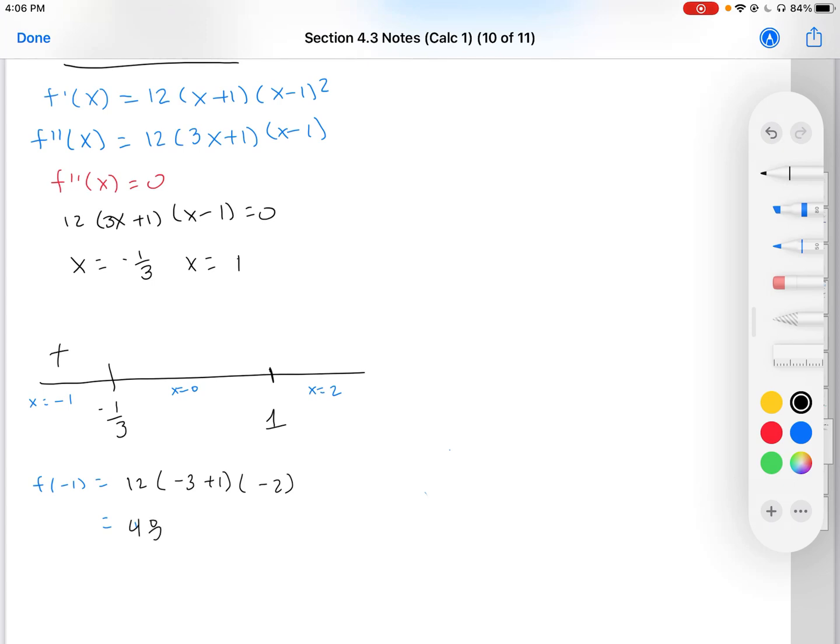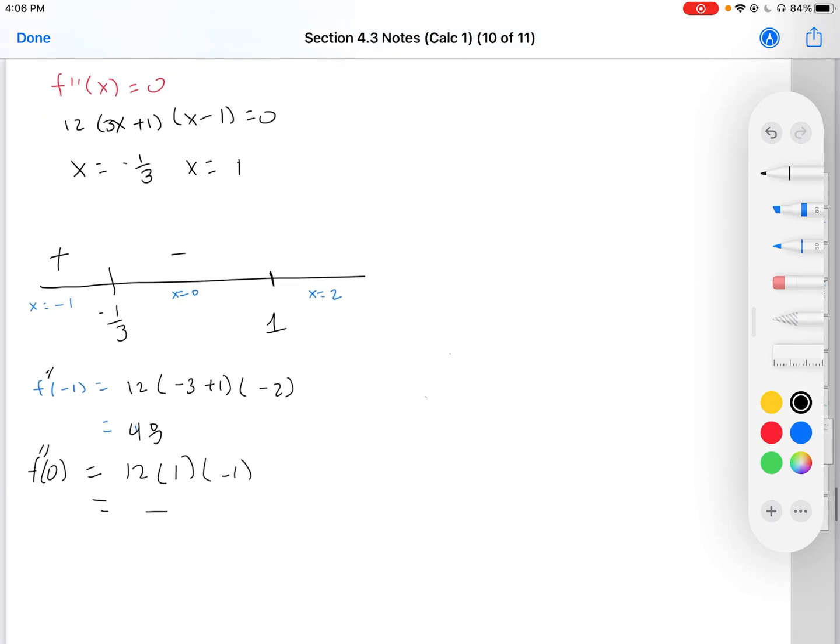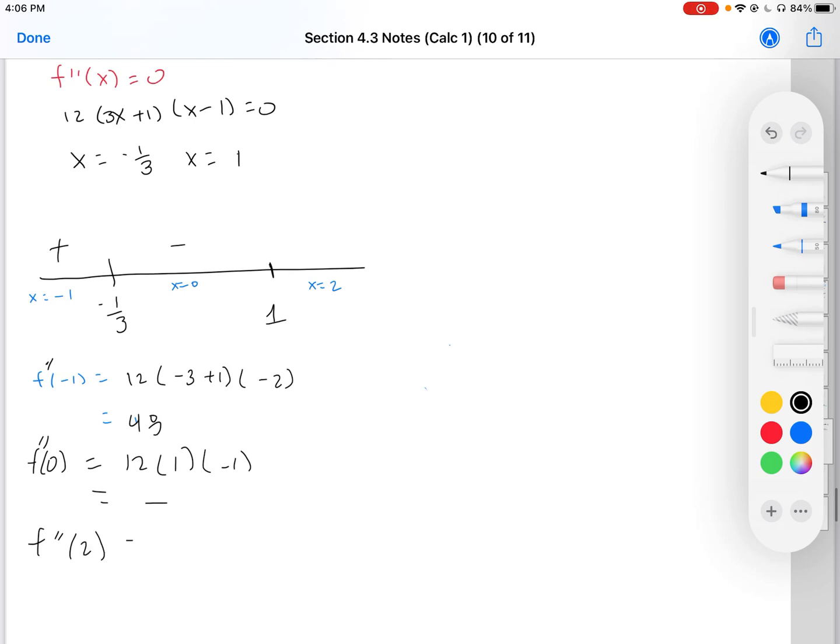So it's positive. When we test 0 into our second derivative, we get 12 times 1 times negative 1, we get a negative. And when I test 2 into our second derivative, we get 12 times a positive times a positive, we get a positive. All right, so we see that our inflection points are at negative 1/3 and 1. Now we see that it's concave up on those outer intervals, and on that middle interval, it's concave down.